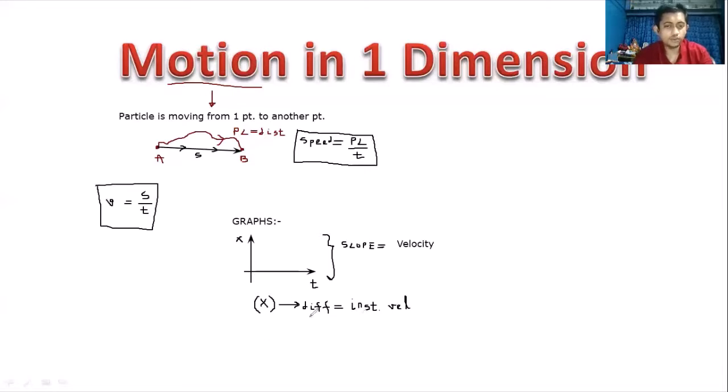Okay, so this was the first graph, xt graph. Xt graph, that is displacement against time graph. Slope of the graph gives velocity, and for an xt graph, if we have an equation for displacement, then the derivative of displacement gives instantaneous velocity.